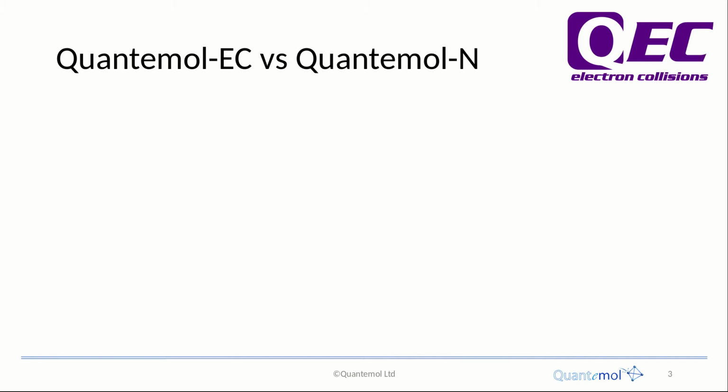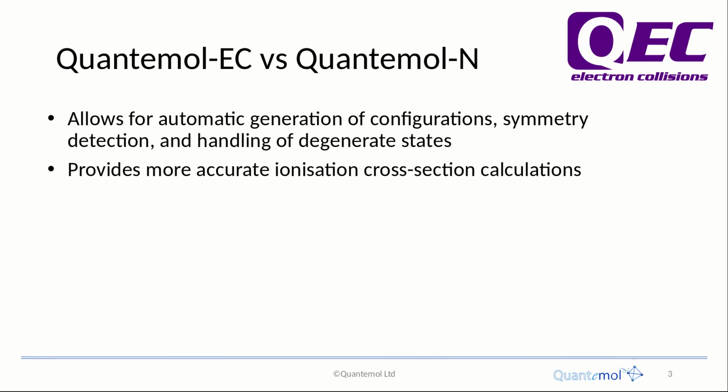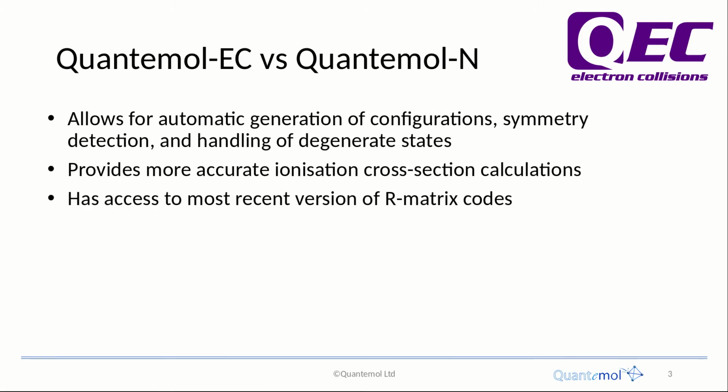Some of you may be familiar with Quantemol-N, Quantemol-EC's predecessor. In this section, I will be briefly taking you through the features which Quantemol-EC has, which Quantemol-N did not. Quantemol-EC allows for automatic generation of configurations, symmetry detection, and handling of degenerate states. It also provides more accurate ionization cross-section calculations and has access to the most recent version of R-matrix codes. Between these three things, not only is Quantemol-EC more accurate, but it is also significantly easier to use.